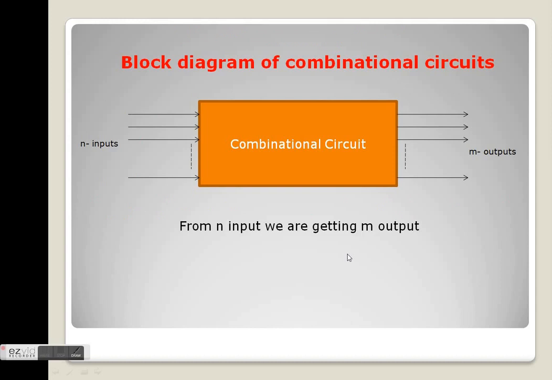Students, the block diagram of combinational circuits is visible on your screen. You can see that this combinational circuit is receiving n inputs and it is giving m outputs as a result.